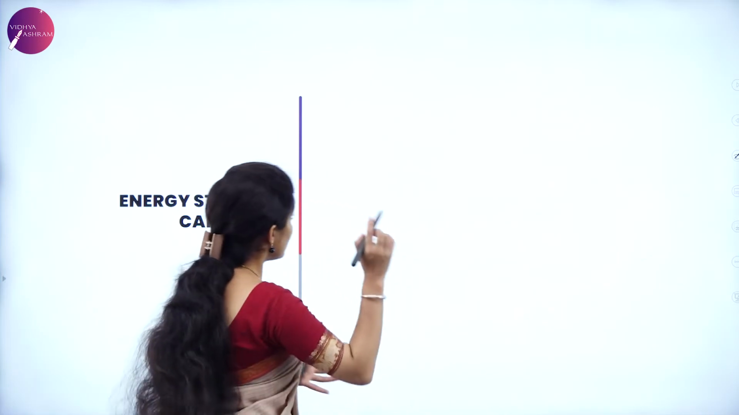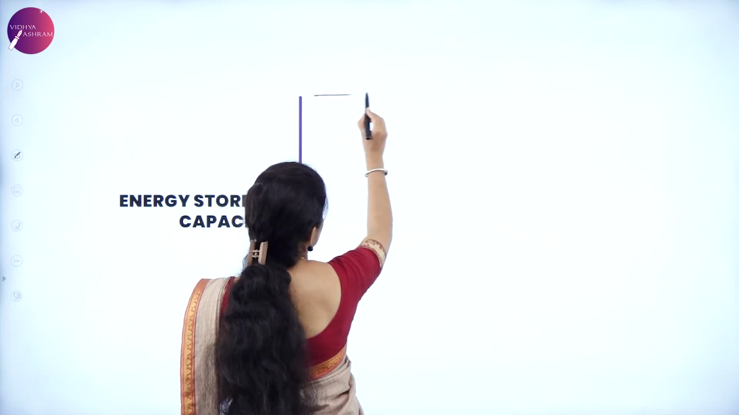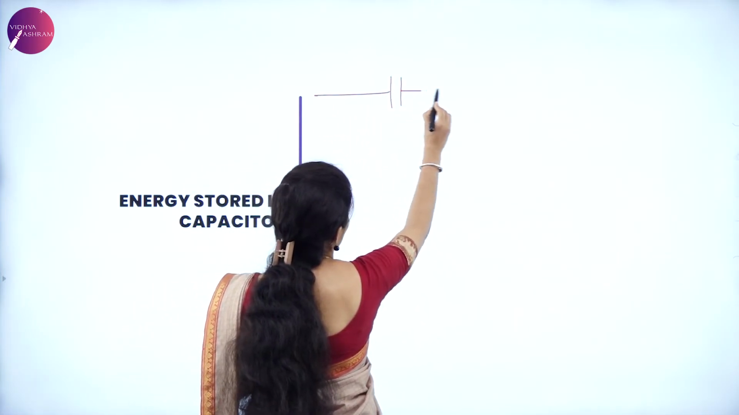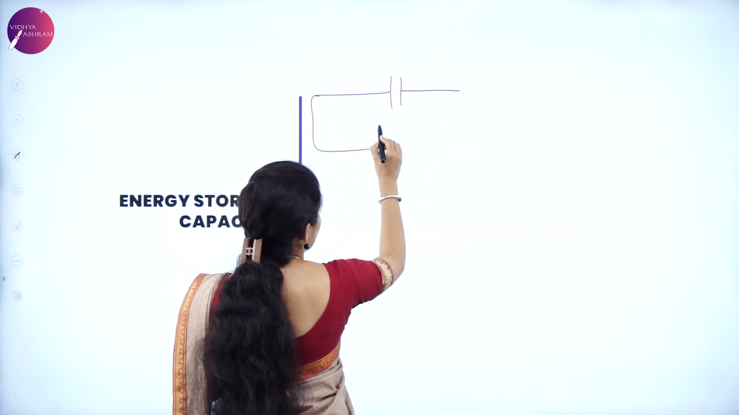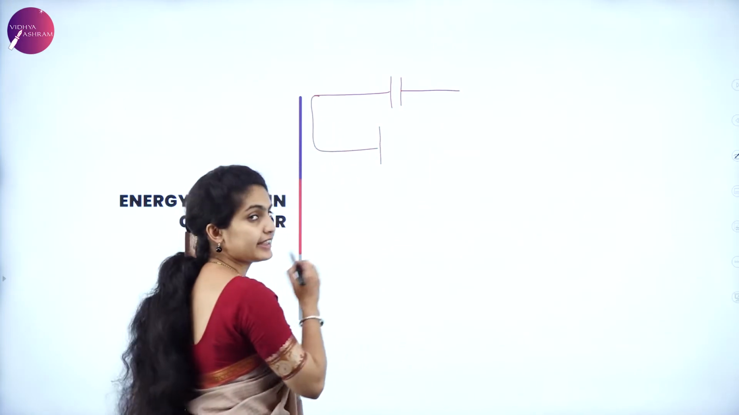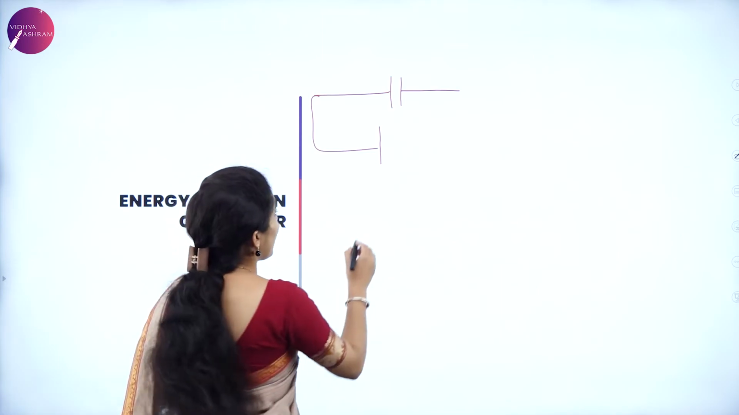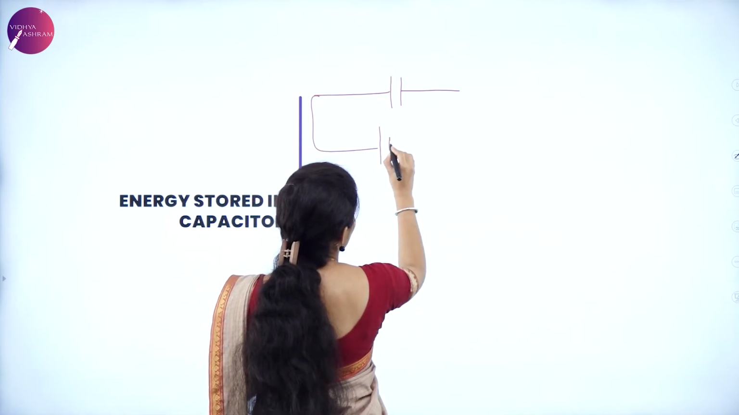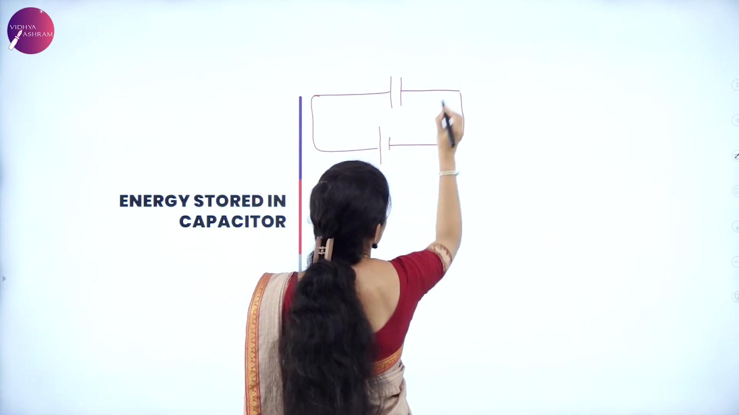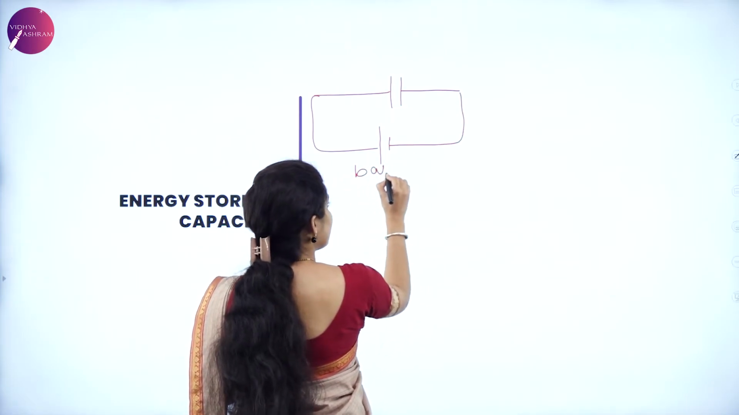So energy stored in a capacitor. We know the connection of a capacitor to be given in this form, which is connected to a battery. The longer end, the lengthier end, is called positive and the smaller end is called negative, and here it's a battery.